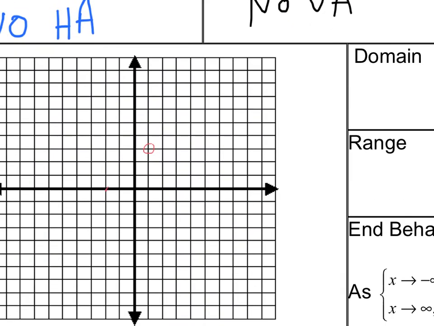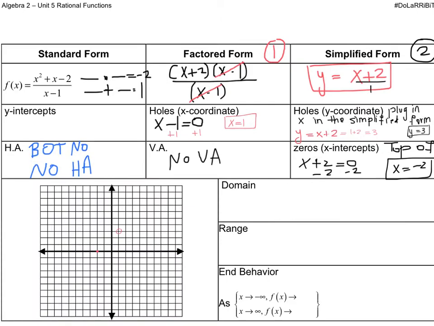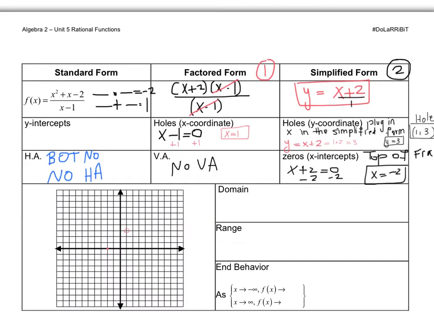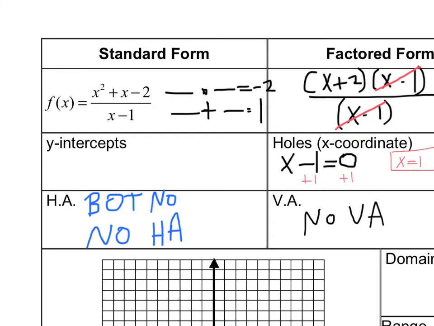So again, how do you find the x-intercept? You set the top of the fraction equal to 0 and you solve for x. This is how you find the x-intercept. How do you find the y-intercept? You can find it from the standard form. Basically, what you need to do is you look at the constant on the top of the fraction.